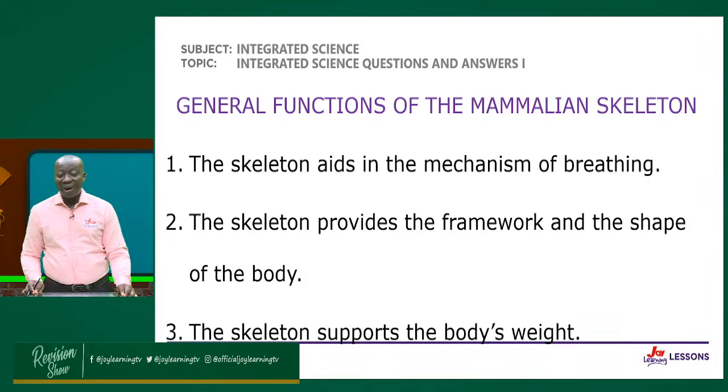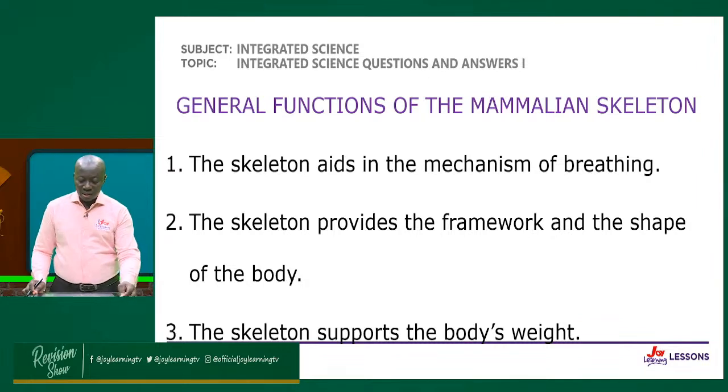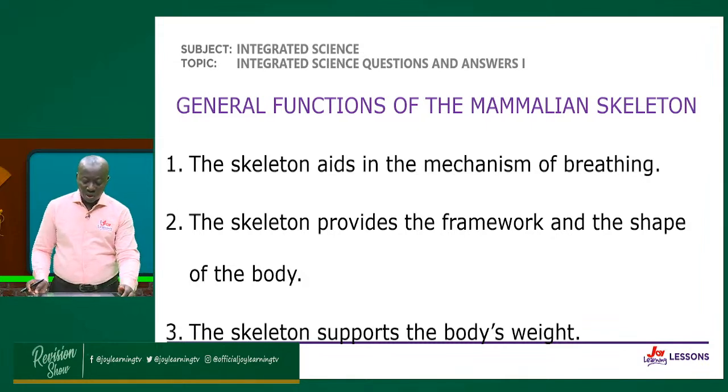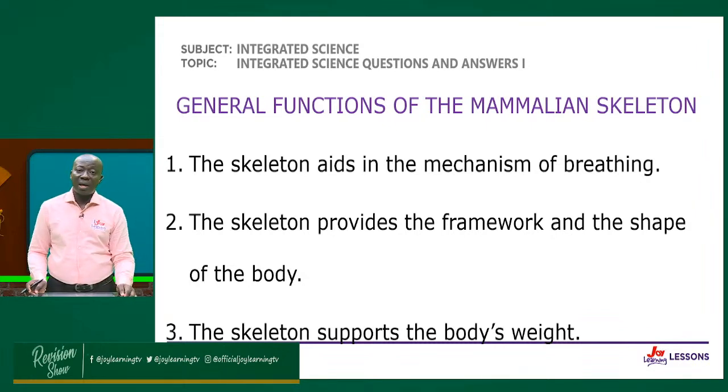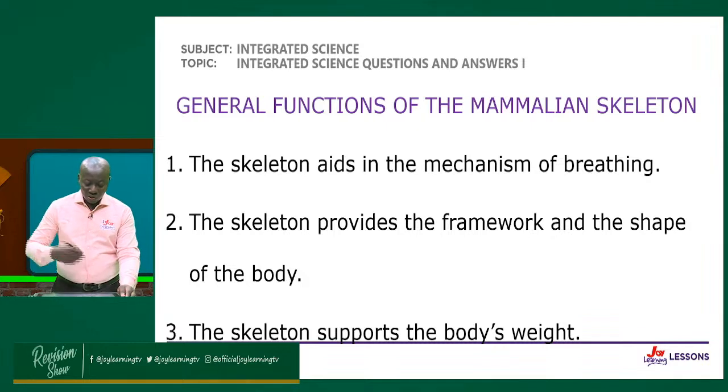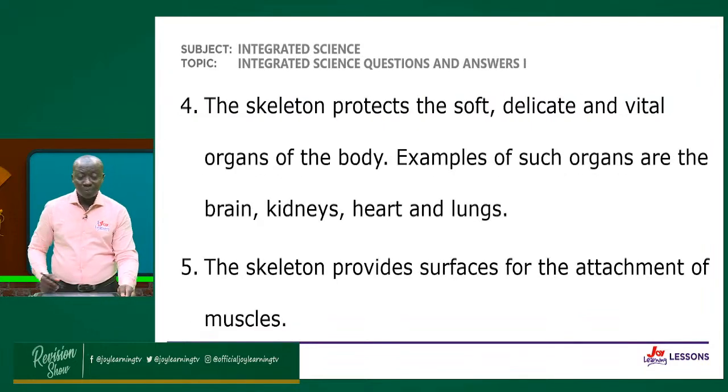So let's look at general functions of the mammalian skeleton. General functions of the mammalian skeleton. So like we said earlier, it is in the mechanism of what? Breathing. Apart from support, it helps the body to breathe. So without a rib cage, you cannot breathe. And here, the skeleton performs a role in helping you when it comes to breathing. The skeleton also provides the framework and the shape of the body. So like I said earlier, your body shape is defined by the skeleton, and the skeleton supports the body's weight, which we mentioned earlier.